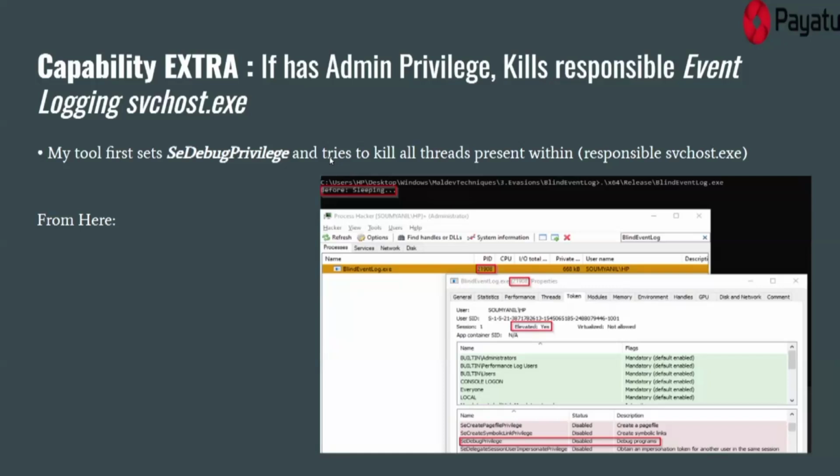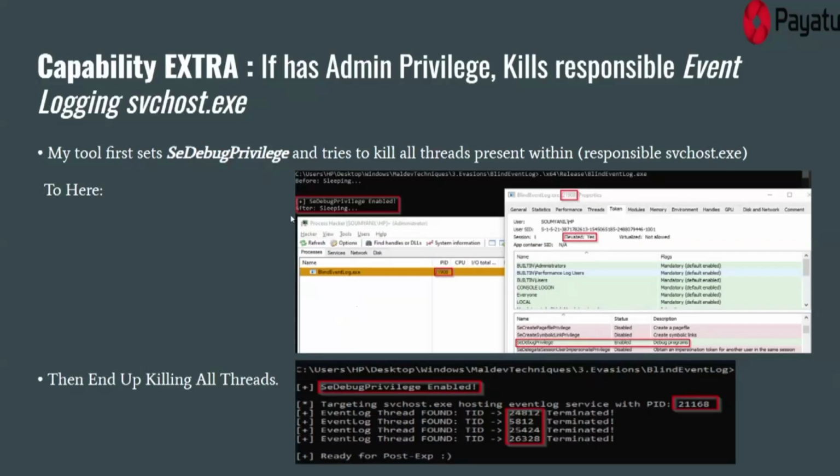So one extra capability is there. If for some reason we got admin privilege and our malware is running with admin privilege, it would be able to kill the responsible svchost processes, which are actually responsible for logging. So you can see here, it is in an elevated state, but SeDebugPrivilege is disabled. So now what it would do is turn on SeDebugPrivilege and hunt down that particular process which is responsible for event logging. Then after hunting that down, it would target all the threads which are particularly responsible, kill those threads, and perform shellcode execution.